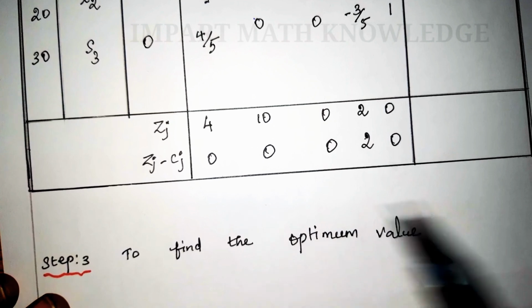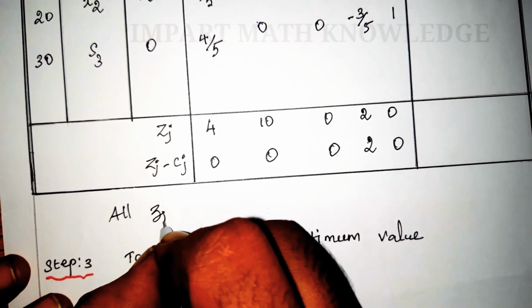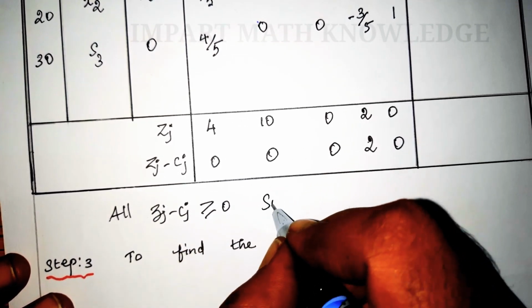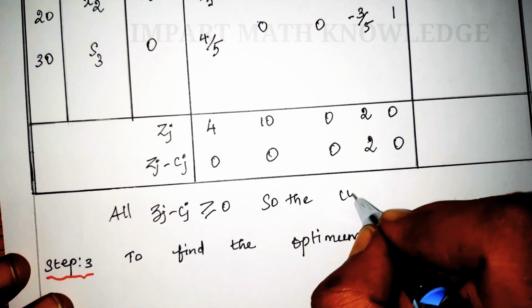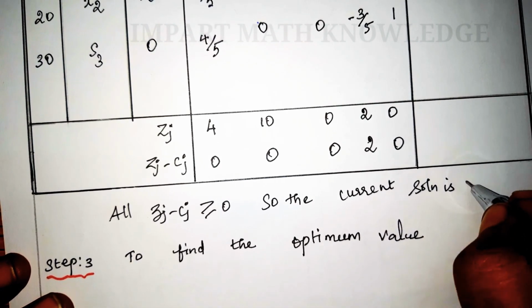Therefore, we can write all Zj minus Cj greater than or equal to 0. So the current solution is optimal.